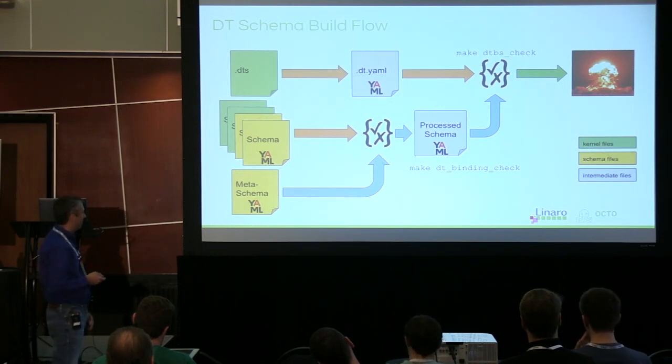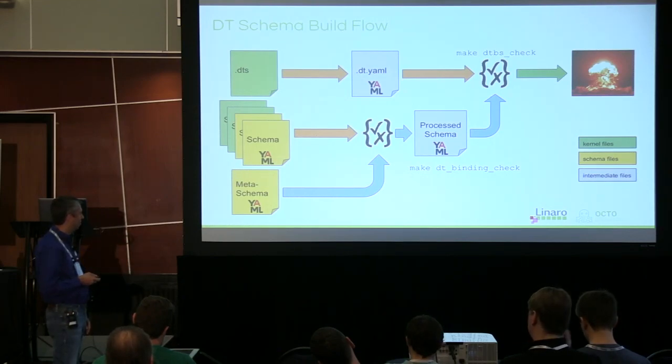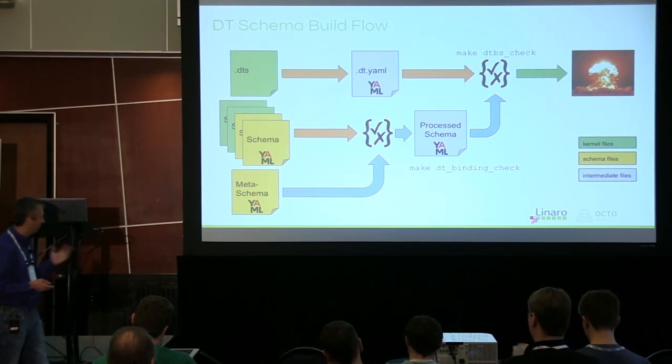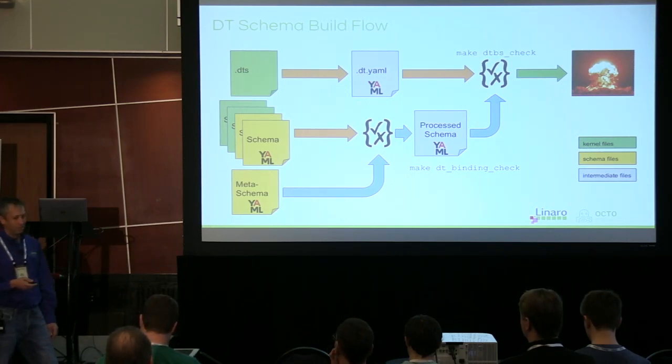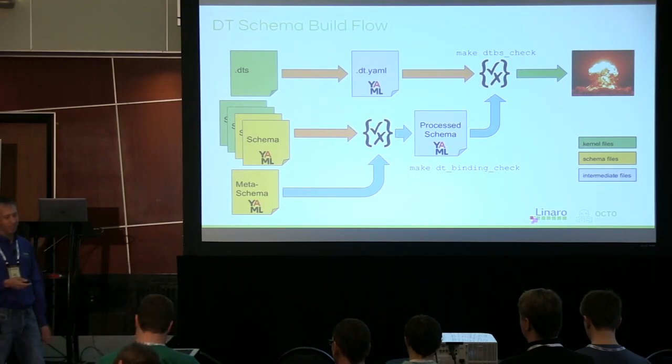So you run make DT binding check that builds, checks all the schema docs and builds a processed schema. So that's for two reasons. One is we do a bit of post-processing on the schema to add some additional properties that are not the default for JSON schema, but we generally want to be the default for bindings, and that's basically array sizes, how many elements you have. The default is you can add more and it's still valid. We want it to be fixed, and so we fix that up.